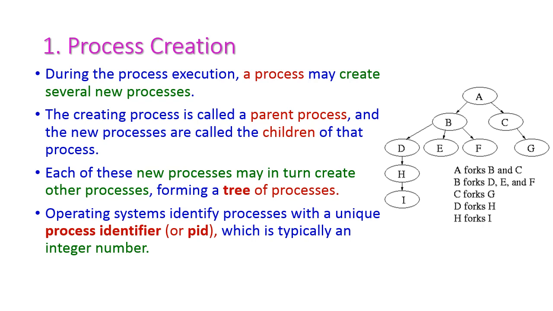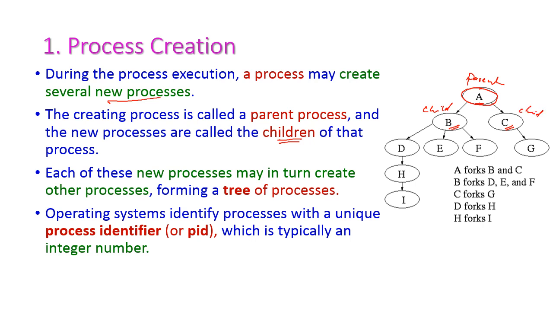In process execution, a process may create several new processes. As per our example, a process A is in execution. During its execution, A will create process B and process C. Hence, B and C are children of A. A is the parent, and B and C are children of that process.